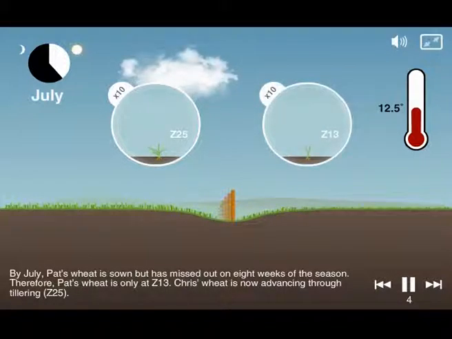By July, Pat's wheat is sown but has missed out on 8 weeks of the season. Therefore, Pat's wheat is only at Z13. Chris's wheat is now advancing through tillering with a Z25.